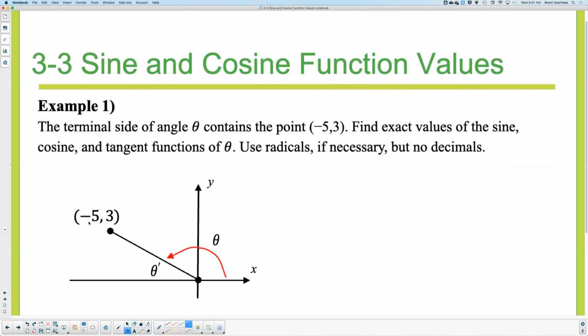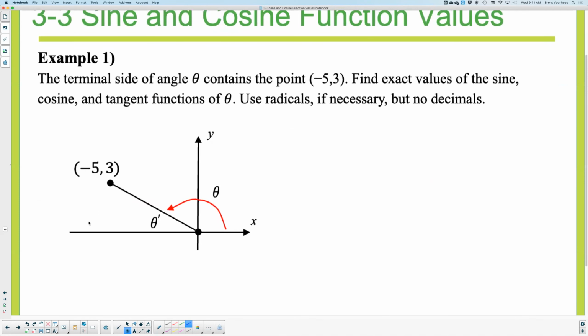It says the terminal side of an angle contains the point negative 5, 3. What does terminal mean? The end. Now, it doesn't need to tell us the initial because where is every initial side going to be? Positive x-axis. So here's the initial side. Here's the terminal side. It says find the exact values of sine, cosine, and tangent. Okay, so what I have right now are a negative 5, which happens to be the x, and I have 3, which happens to be the y.